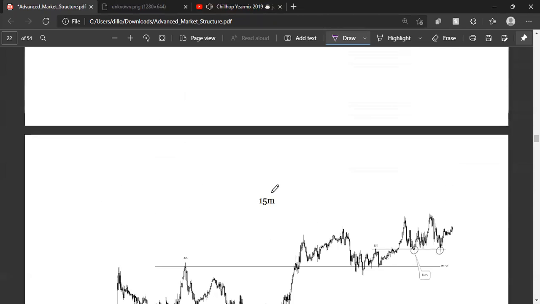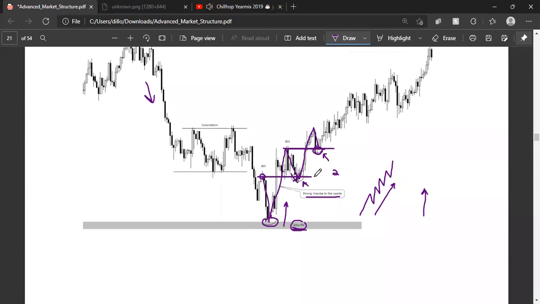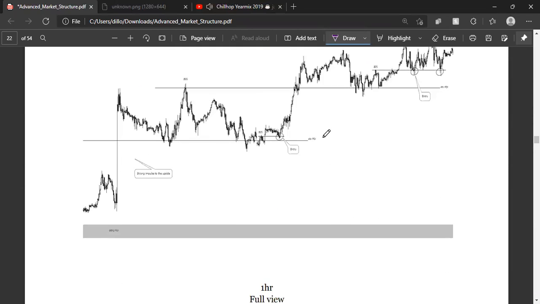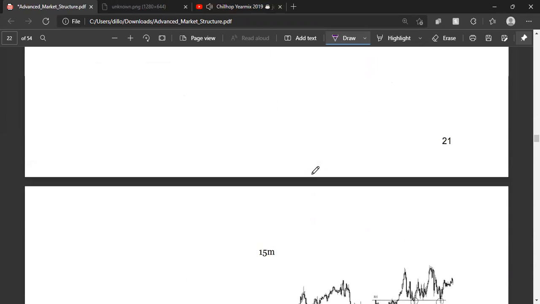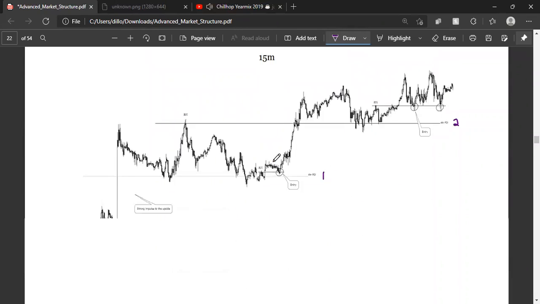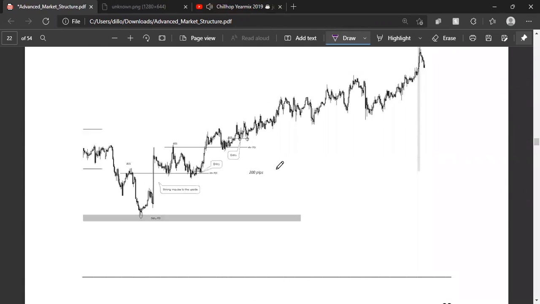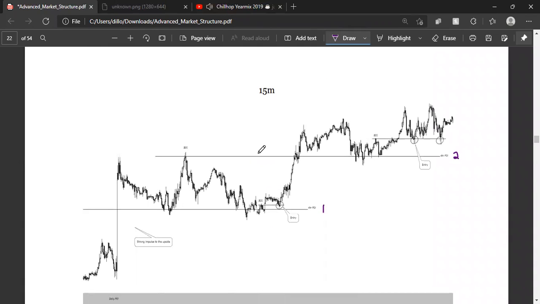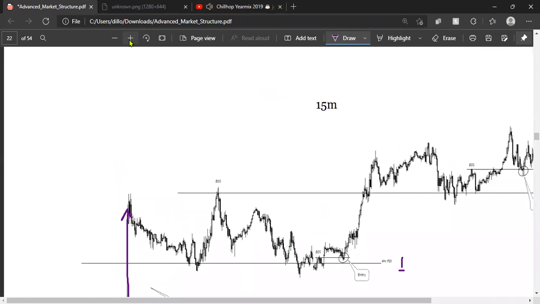Here is the next point of interest, right? So we have 1 and 2, right? So here's 1 and here's 2. So look at this now. We go from the daily, the 4 hour, and to the 15 minute. Go to the 15 minute and look at what we see. So from level 1, right, that first break of structure here, right? Price gets back into this area.